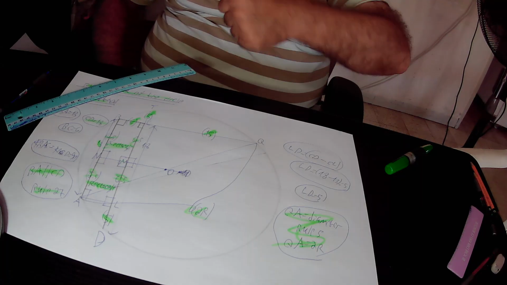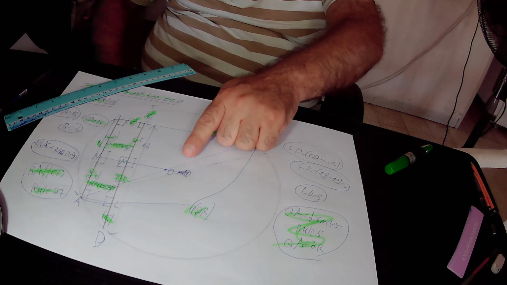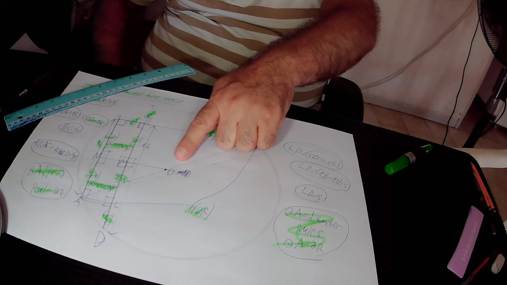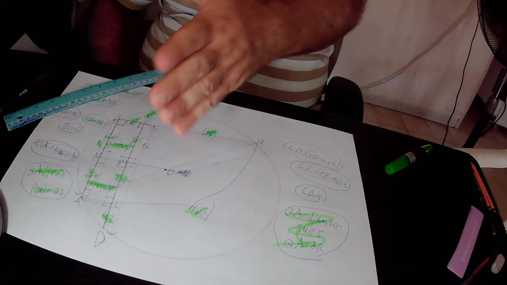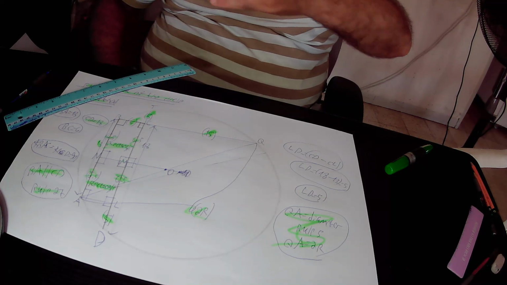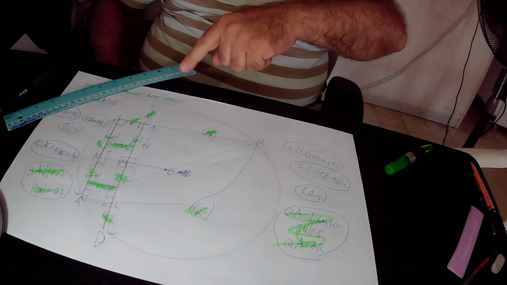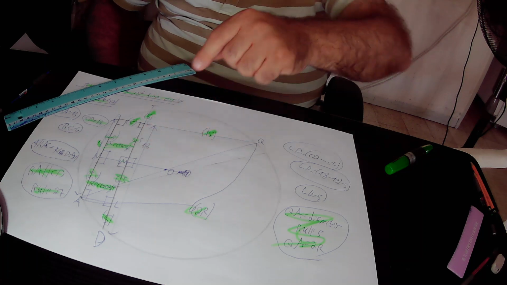We can implement on chord TD rule 19 again, because from the center of this circle, that is to say from point O, we have perpendicular OM on chord TD. And according to rule 19, perpendicular OM from the center of the circle to chord TD bisects chord TD. That is to say, TM equals MD.